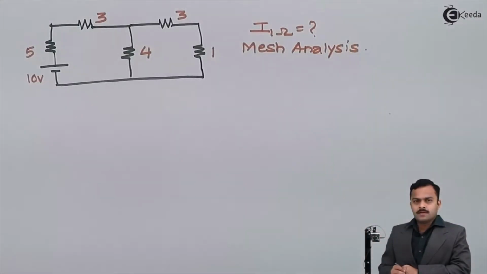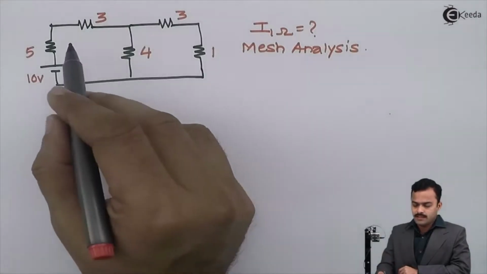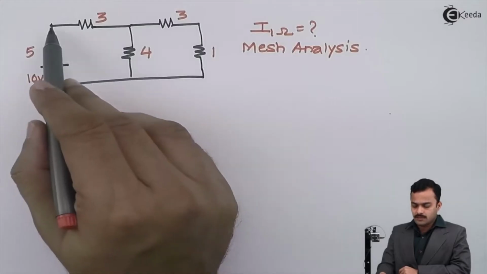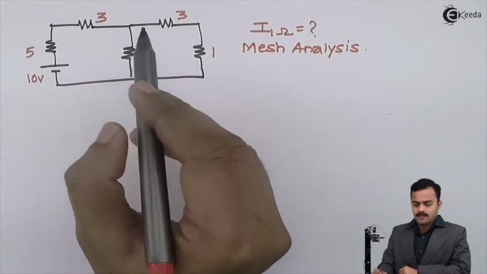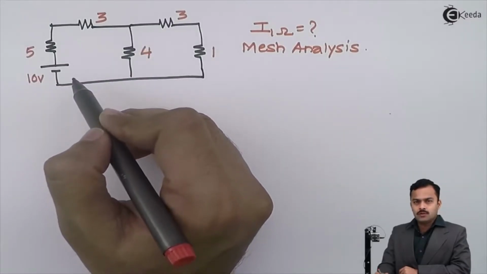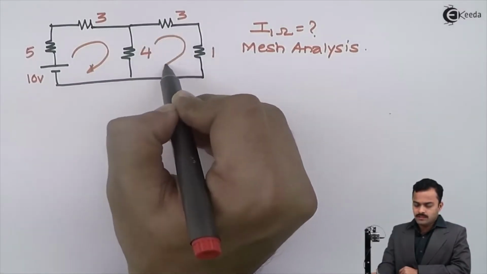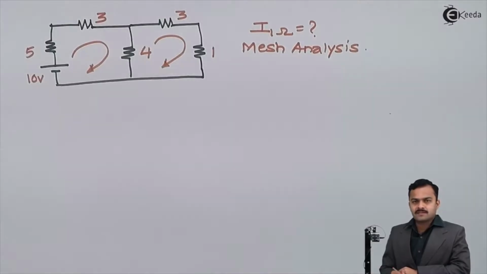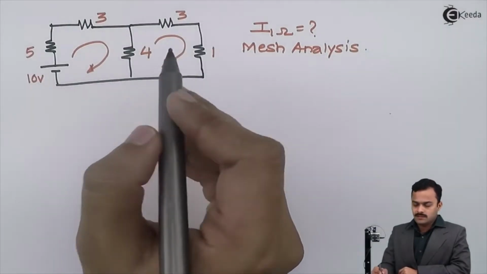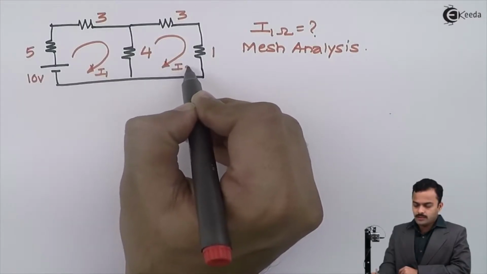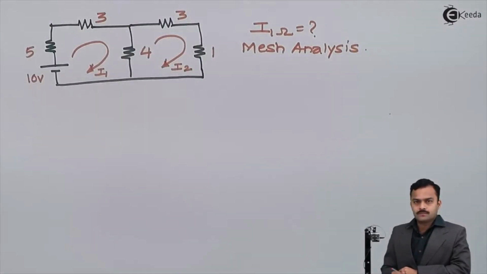The first step is to identify how many loops are there. So here I can say 2 loops are present. A loop is nothing but a closed circuit. I will mention loop currents randomly. So here I have selected both the loop currents in a clockwise direction. I will name them I1 and I2.